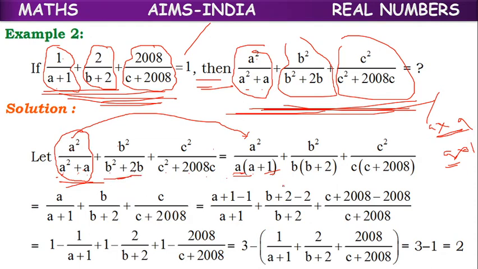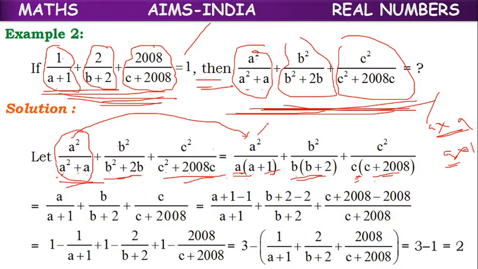In the second term also, b we can take common, so b into b plus 2. In the third term also, c we can take common, c into c plus 2008. Like that, we have taken a here, b here, and c here as common.